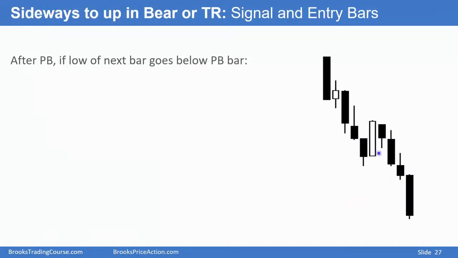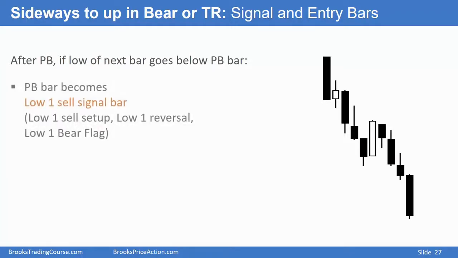We have a bear trend, a 6-bar or a 5-bar bear microchannel, no pullbacks, and then we have a pullback. And you can see this bar went below the low of that bar, so the bear trend is resuming. That makes this the low 1 sell signal bar, and this the low 1 entry bar. So it's a low 1 bear flag, or a low 1 reversal, a low 1 sell signal. So this is the signal bar, and this is the entry bar.